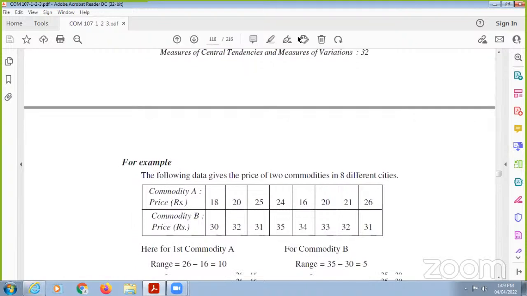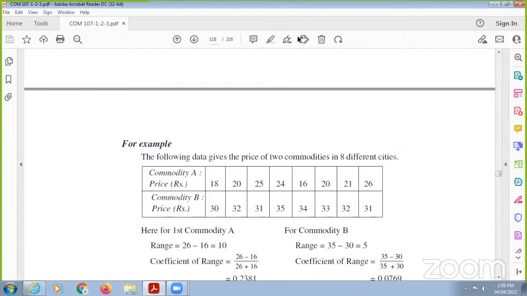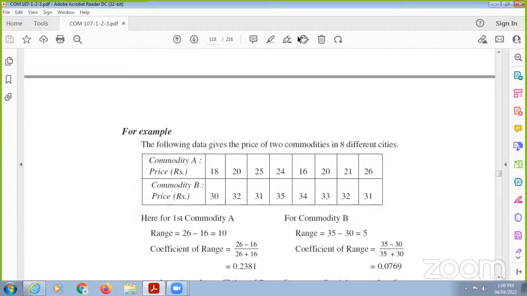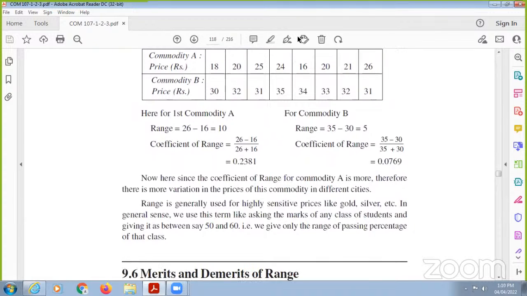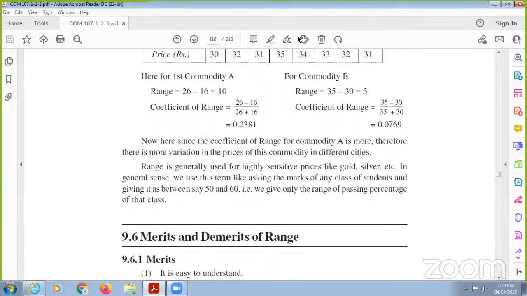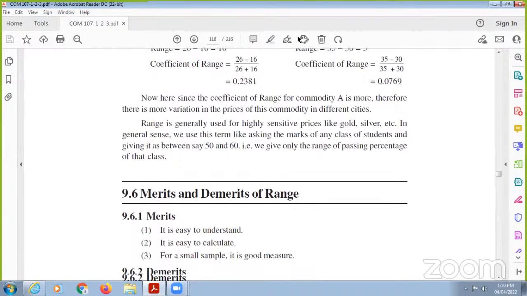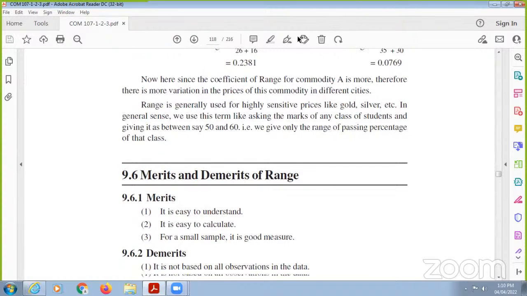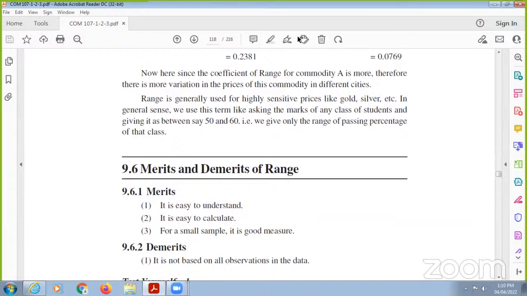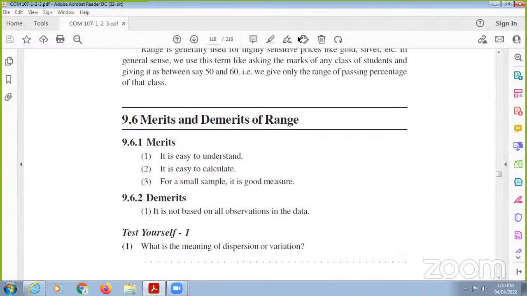There are some merits. The first merit is that range is easy to understand. That means we can easily understand it. The second merit is that it is easy to calculate. There is no difficulty in calculating the range. The third merit is that for a small sample, it is a very good measure. There is also one demerit of the range. It is not based on all observations in the data. This is one of the demerits of the range.